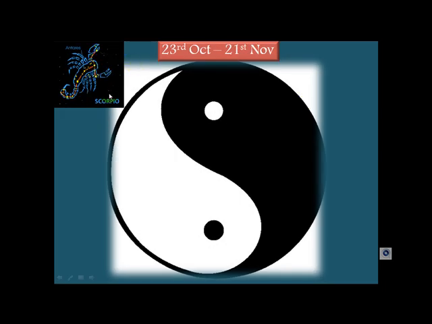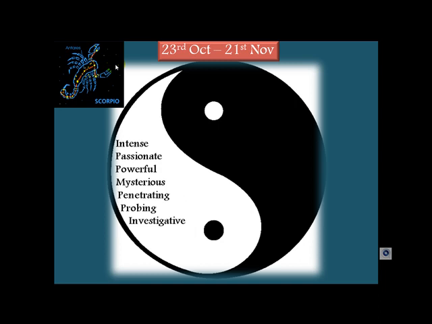Okay, now we come to Scorpio. So this is our death area, and the main star is Antares. Now, Antares actually means anti-Aries, which was anti-Mars, because it was opposite Aries on the other side, and it was an opposition to Mars. So the 23rd of October to the 21st of November is Scorpio, and they're known to be very intense, passionate, powerful, mysterious, penetrating, probing, and investigative. And on the negative side, they can be quite sarcastic, vengeful, secretive, jealous, suspicious, and violent.